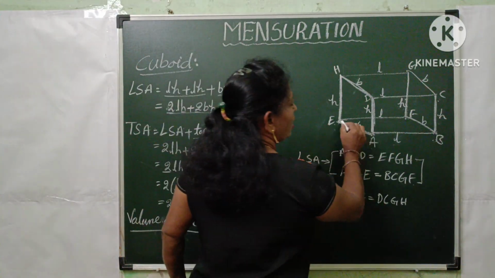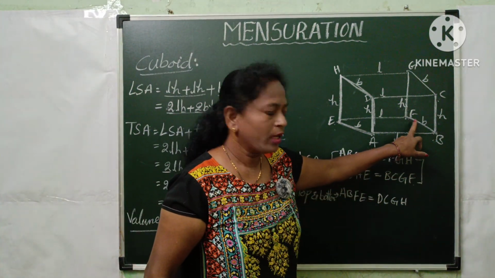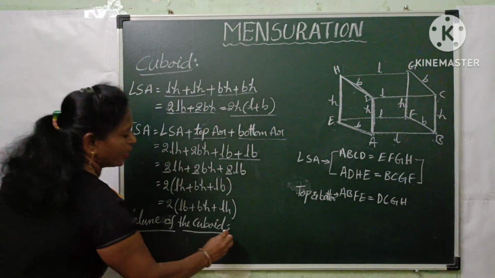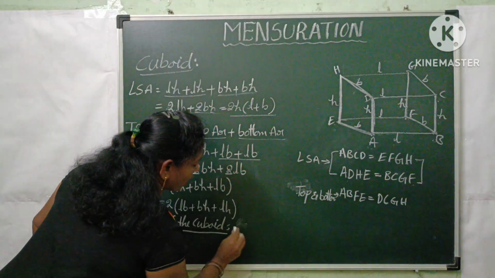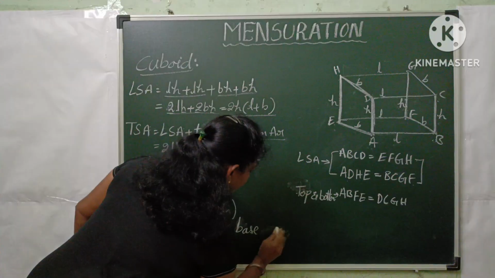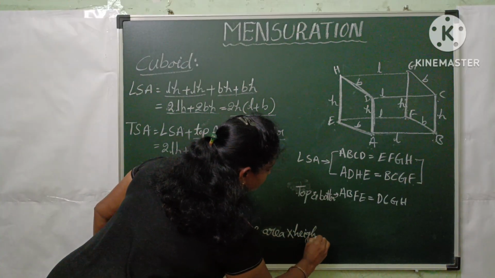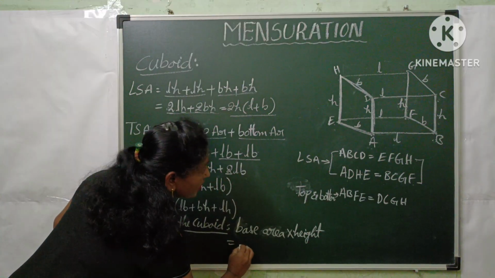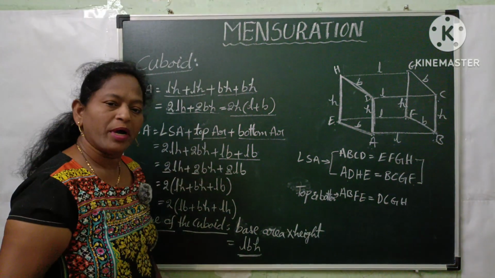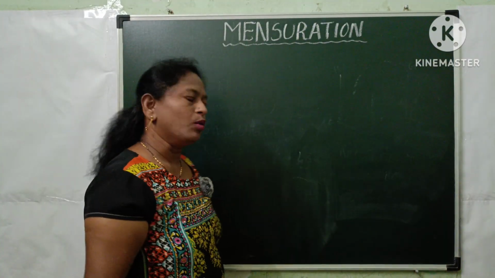So here the base is a rectangular shape. Base area means L into B, and the height is H. So that is LBH. Here we have to write base area into height. Base area here is LB and height is H. So the volume of cuboid is LBH.